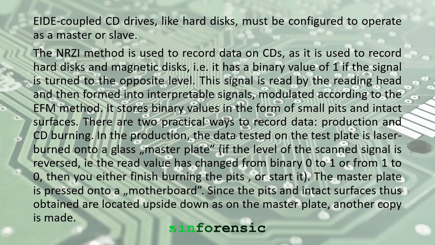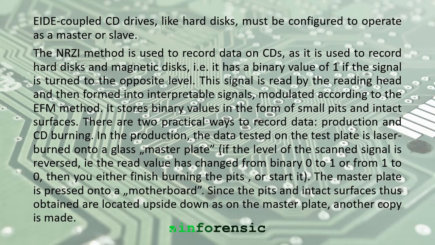There are two practical ways to record data: production and CD burning. In the production, the data tested on the test plate is laser burned onto a glass master plate. If the level of the scan signal is reversed, the read value has changed from binary 0 to 1 or from 1 to 0, then you either finish burning the pits or start it.